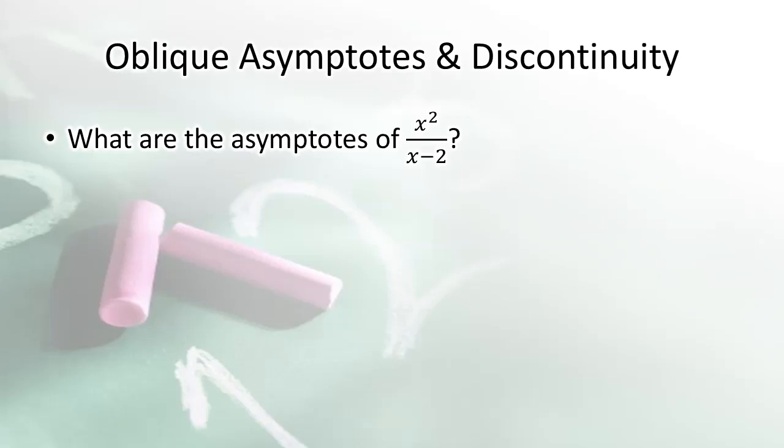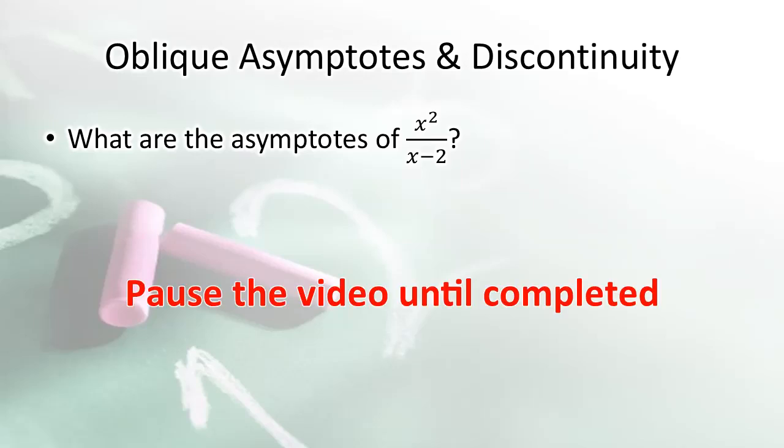What are the asymptotes of x squared over x minus 2? I'll give you a moment. Find the vertical, find if there's any horizontal, and then any oblique asymptotes, and come back and we'll see how well you did.